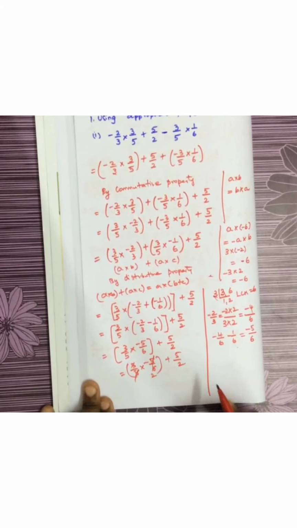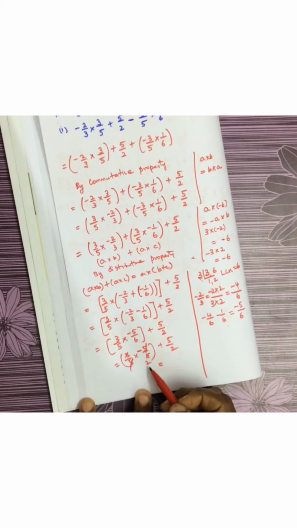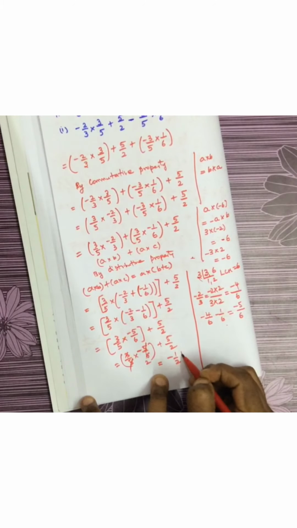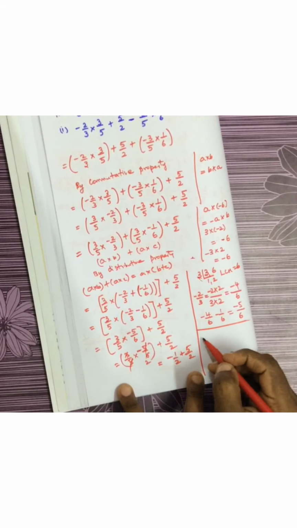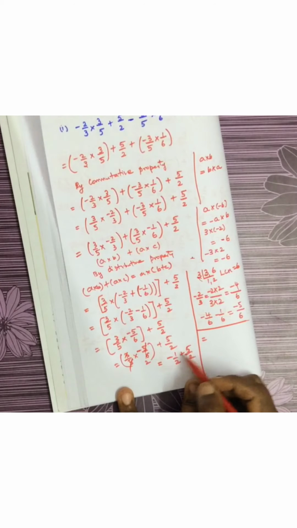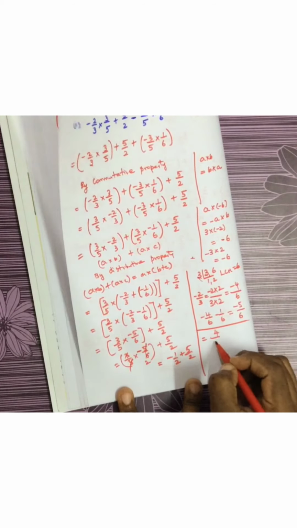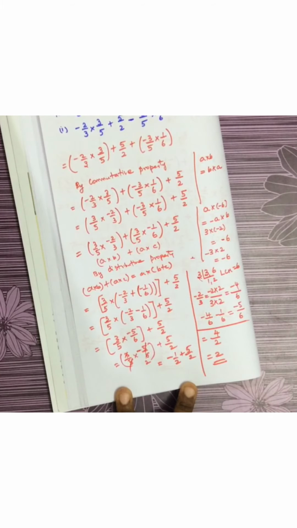3, 2. So the answer is, here it is a minus here. 2 is in the denominator. So it is minus 1 by 2 plus 5 by 2. So here that is equal to minus 1 plus 5. When the symbols are different, you have to subtract and put the greater number sign. So 5 minus 1 is 4 by 2, that is equal to 2. Here 2 is the answer.